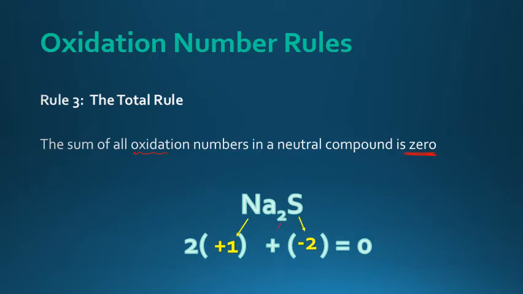I use the 2 because there's 2 here, so that's 2 times the oxidation number of +1, plus sulfur's oxidation number, add them up, you get a 0. I know, these look like charges, I get that. They're not.